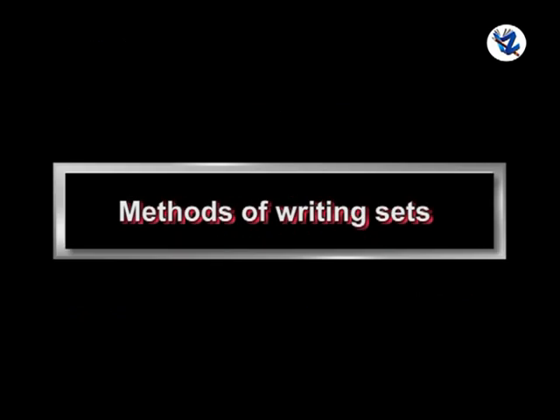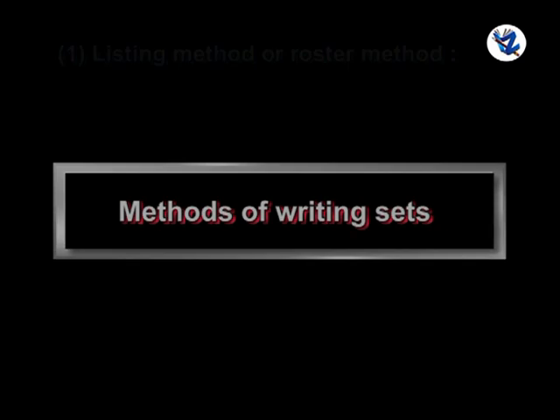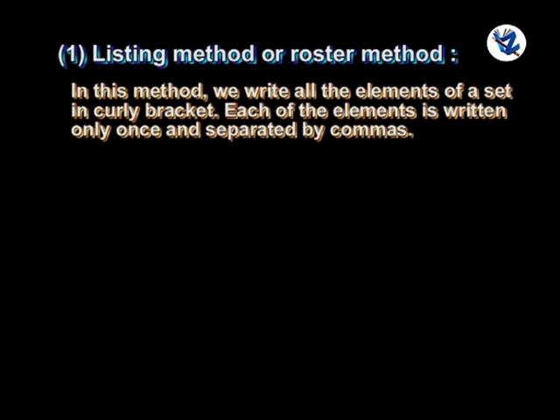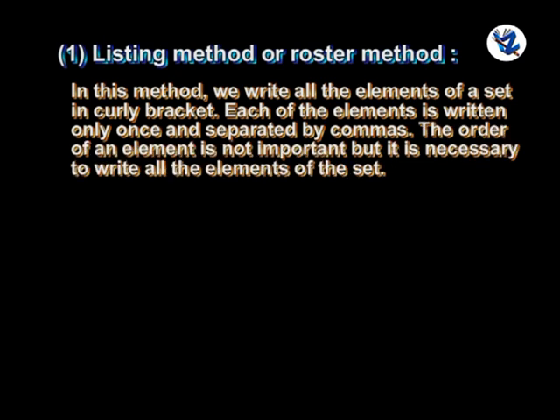Now let's see the methods of writing sets. There are 2 methods. The first one, listing method or roster method. In this method, we write all the elements of a set in curly brackets. Each element is written only once and separated by commas. The order of elements is not important, but it is necessary to write all the elements of the set.